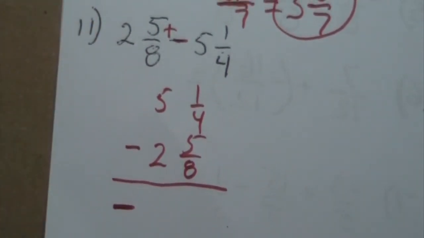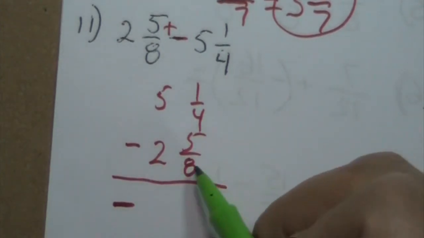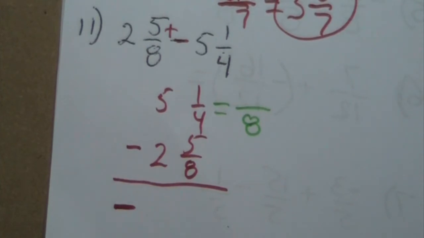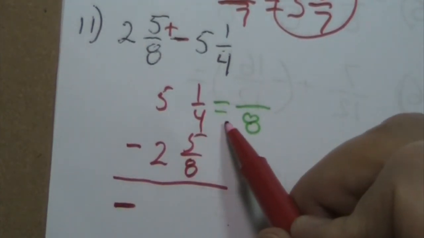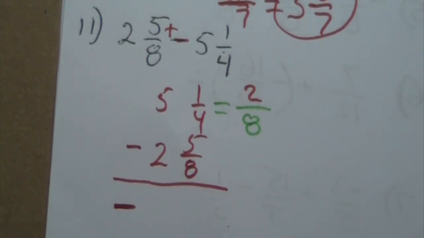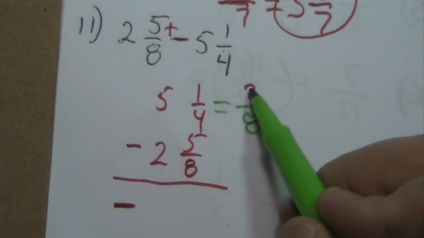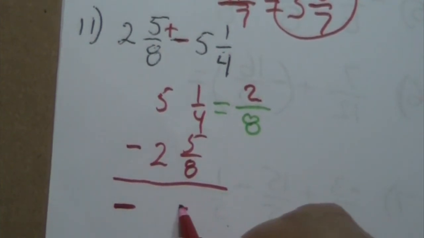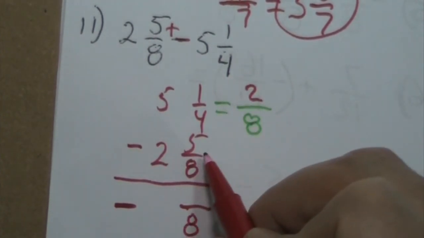So let's see, I need a common denominator though. I have 8 and 4. Well, they'll both go into 8. And so 4 times 2 is 8, 1 times 2 is 2. Okay, so now I can go ahead and subtract. And look, I cannot do that. I cannot do 2 minus 5. Okay, denominator is 8. 2 minus 5. So I'm going to have to borrow.